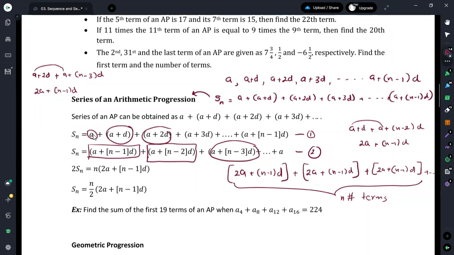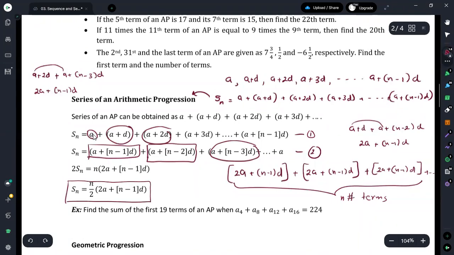But what we need to do is we need to obtain a value for Sn. Then we can divide both sides by 2. Then we will get Sn equals n divided by 2 times 2a plus n minus 1 times d. Therefore, this can be taken as the summation of the first n number of terms in the arithmetic progression. Using this equation, we can get the summation of the first n number of terms in the arithmetic progression.